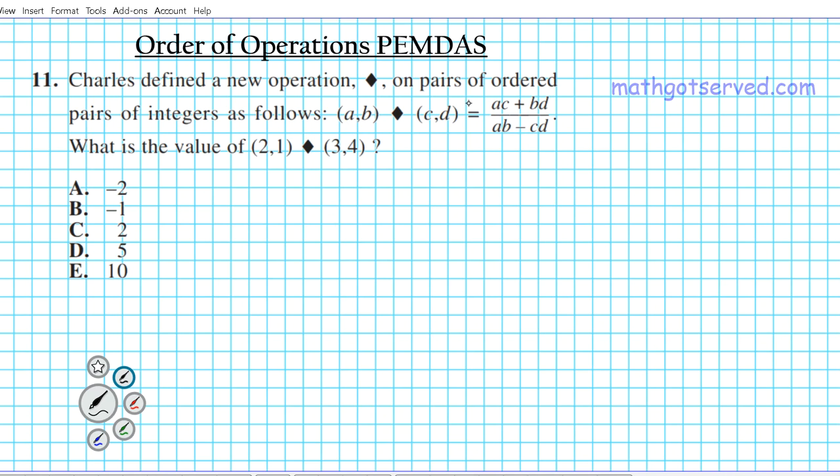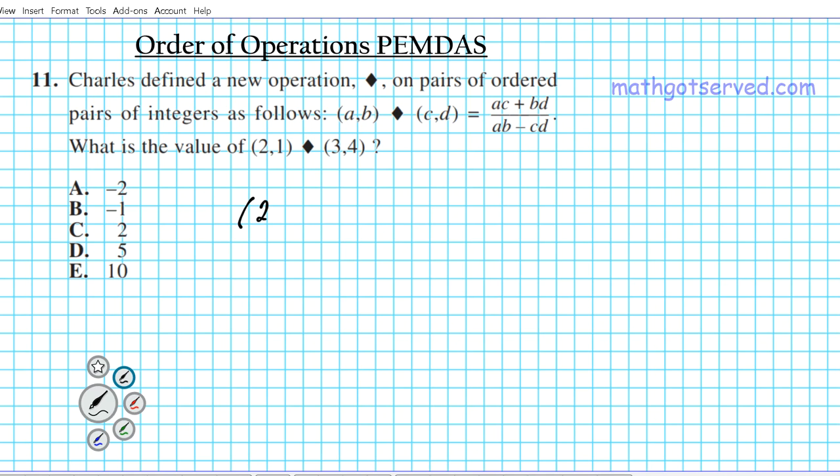Question 11 reads: Charles defined a new operation, diamond, on pairs of ordered pairs of integers as follows. The ordered pair (A, B) diamond (C, D) is equal to (AC + BD) over (AB - CD). So the question is, what is the value of the ordered pair (2, 1) diamond (3, 4)?